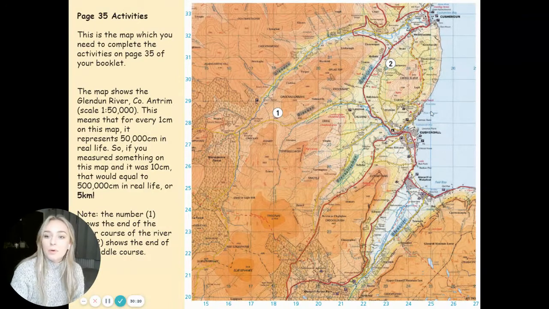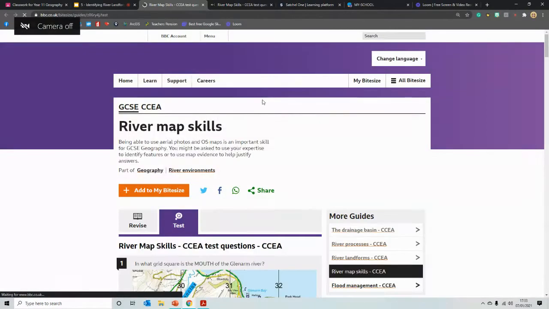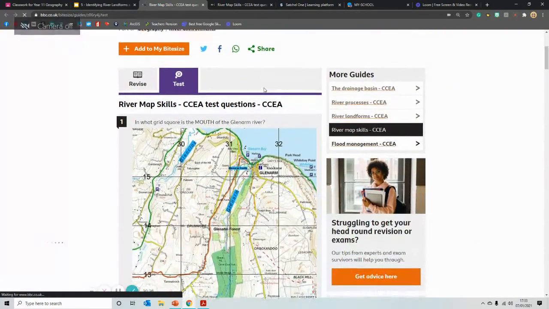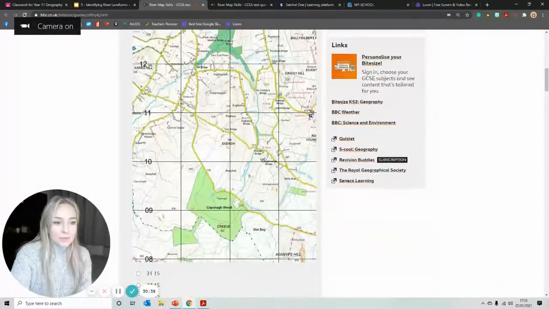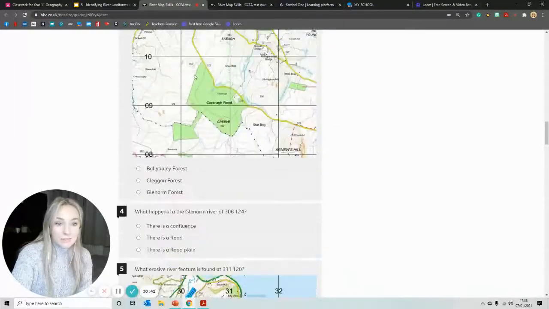The last thing I want you to have a go at is this. So this is on the last slide. It says this is a link to a quiz on BBC Bitesize. See if you can remember how to do these skills questions. So I'll click on this, show you what it looks like. There you go. So there's some similar activities to what we were just doing, only these are different.